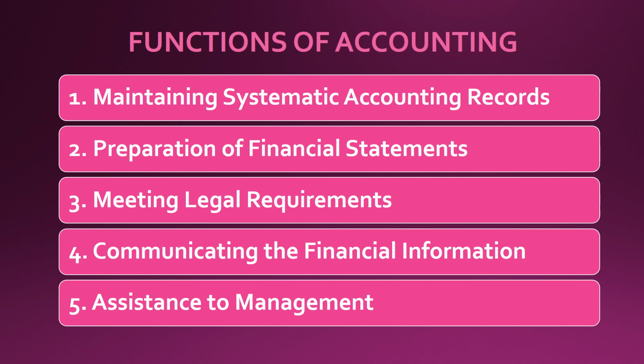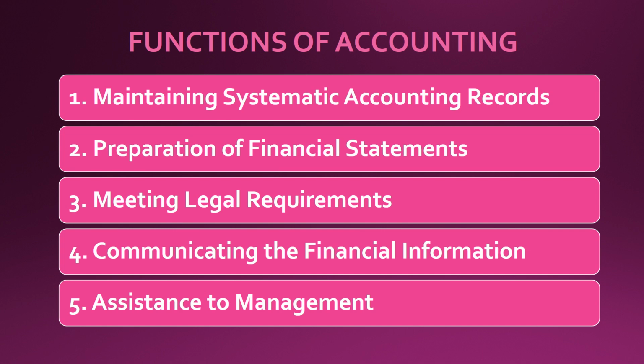And after that, the second step comes, the second function comes, that is preparation of the financial statement. In the first step, recording and classification comes, that's why it is said that maintaining systematic accounting record. After recording, next comes to prepare the financial statements. Another major function of accounting is to prepare and maintain the financial statements.